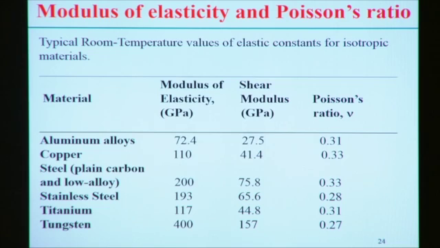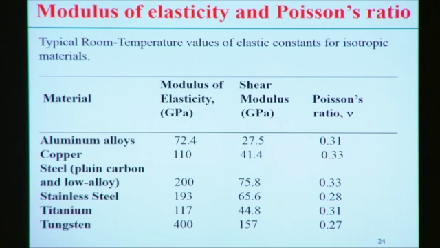These are some basic ideas about the specific values of the elastic constants for isotropic materials. If we see the modulus of elasticity, shear modulus and Poisson's ratio defined for the different materials, out of these materials, tungsten has a very high modulus of elasticity. That means the stiffness is very high in the case of tungsten. In other words, the slope is very high on the stress-strain diagram for tungsten as compared to the other materials.